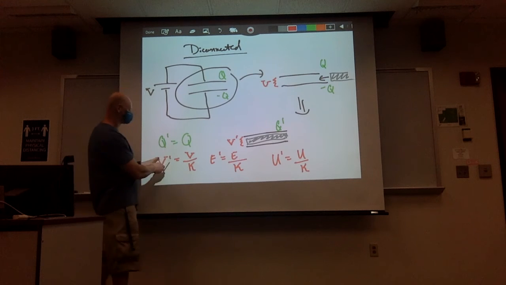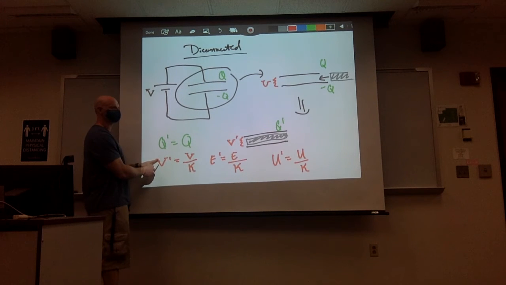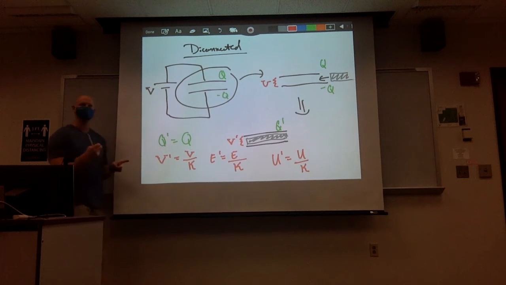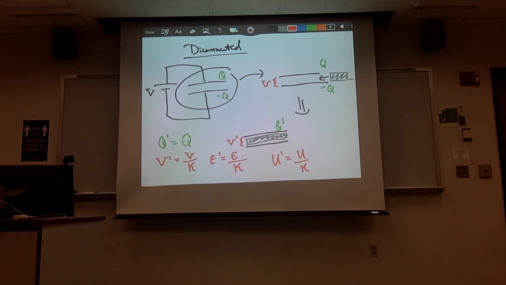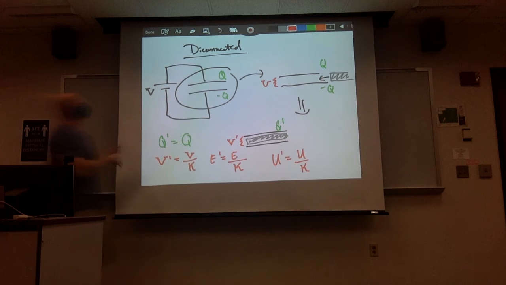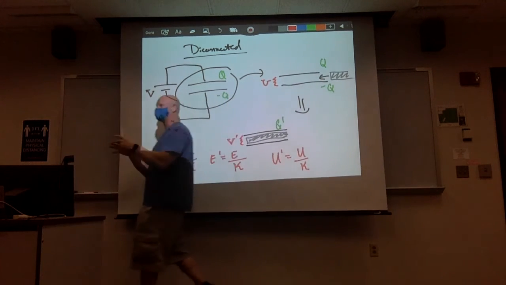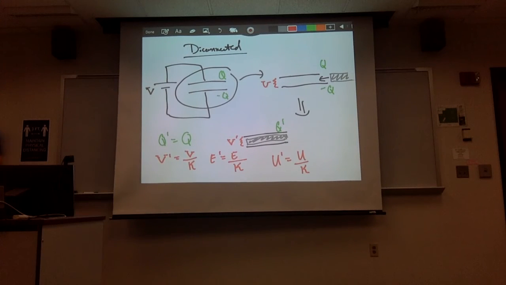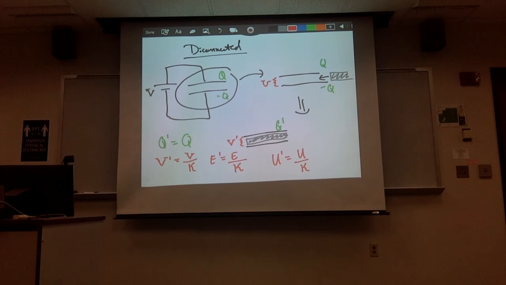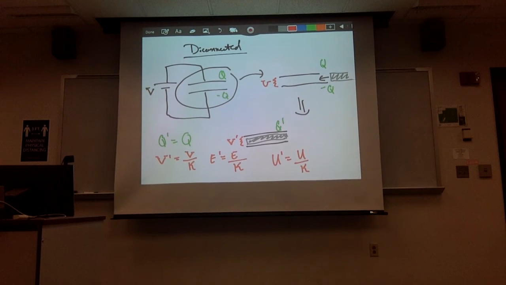Since I am now decreasing the potential, which means I am decreasing the energy, how is that going to affect the capacitance? Meaning, when I go to put the dielectric inside of here, since it's decreasing the overall size of the energy, is that an energetically favorable thing to do or not? Remember, we always want to be in the lowest energy state possible. Make sense?